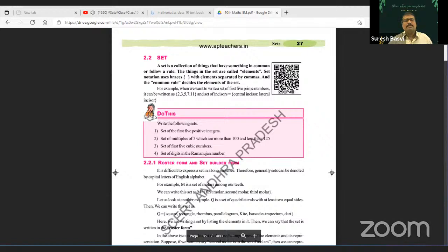So sets can be written in two forms. What are they? They are roster form and set builder form, or characteristic form.